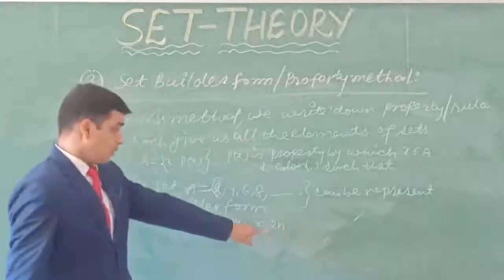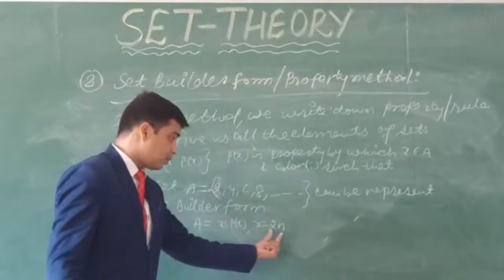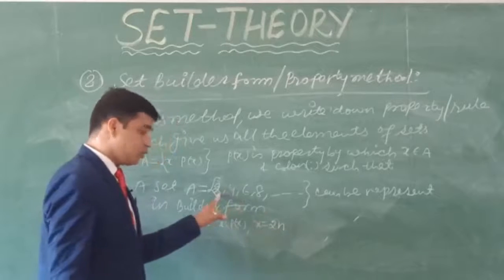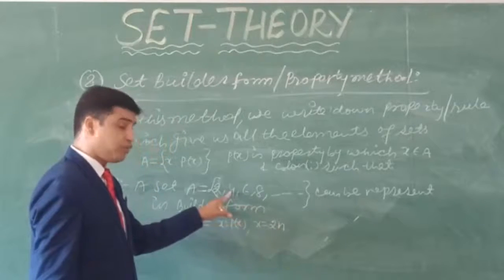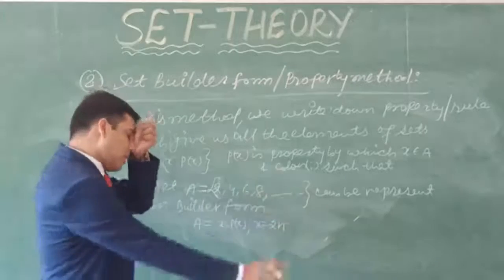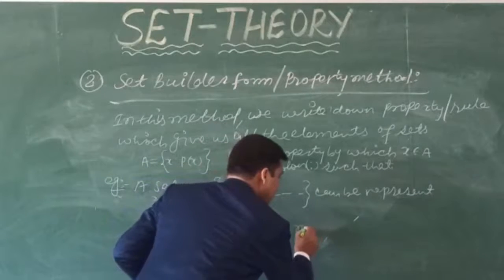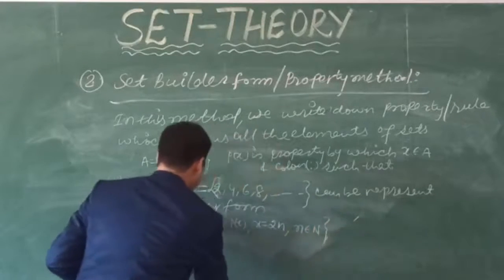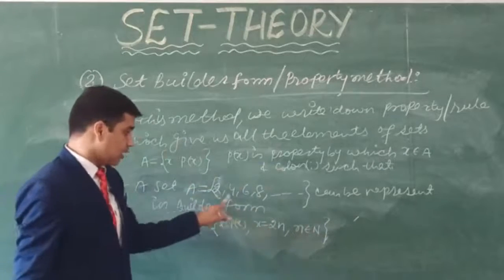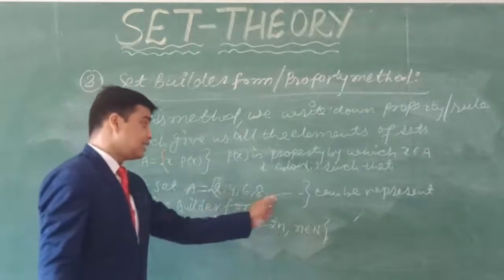Why 2n? Because it is the multiples of 2: 2, 4, 6, 8 and so on. So multiples of 2, that's why I am writing 2n. If you put n equals 1, you will get 2. If you put n equals 2, then 2 into 2 is 4. If you put n equals 3, then you will get 6. In this way it goes on. And one condition is there: n belongs to natural numbers. Why natural numbers? Because this is starting from 1. If you put 1, it will become 2. If you put n equals 2, then you will get 4, and it goes up to infinity.